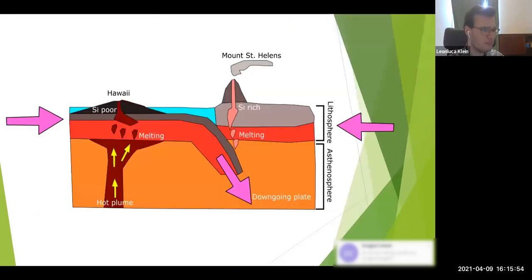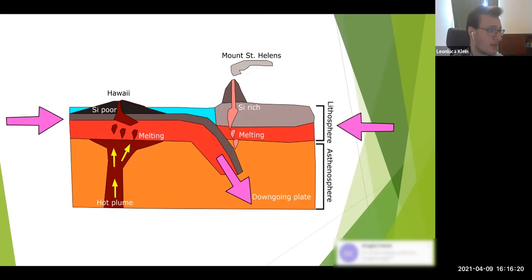Now, what we actually want to understand is where do we get the different sources of magma from? And this is obviously a very simplistic model. I drew this myself, so apologies for the horrific skills, but this is what you're going to have to deal with. So let's focus on the right-hand side of the diagram where it says Mount St. Helens. Okay, so we have two plates.